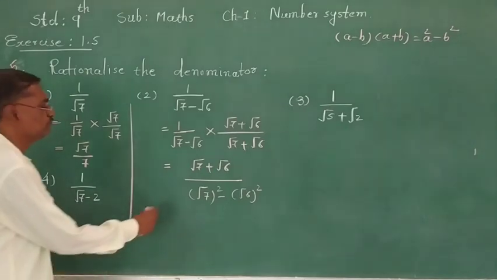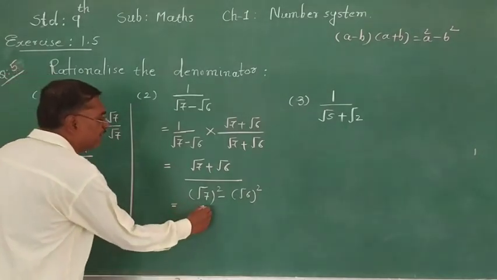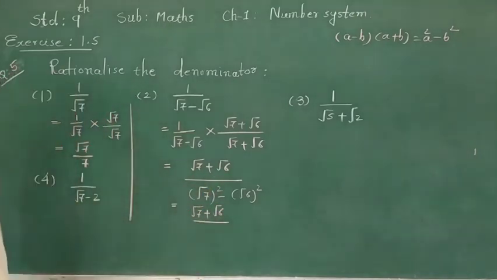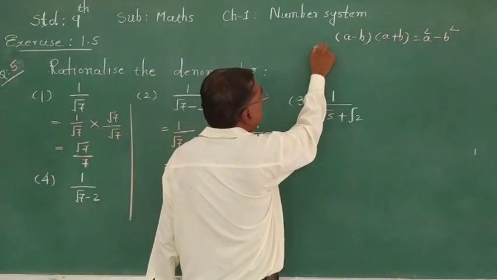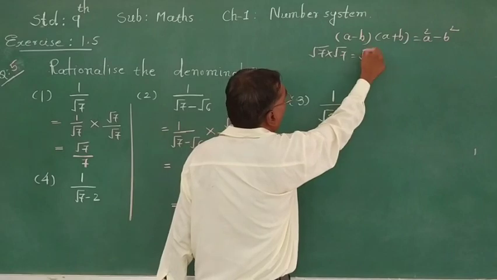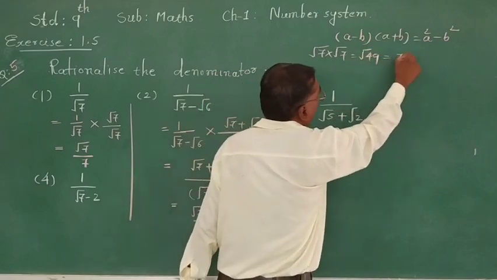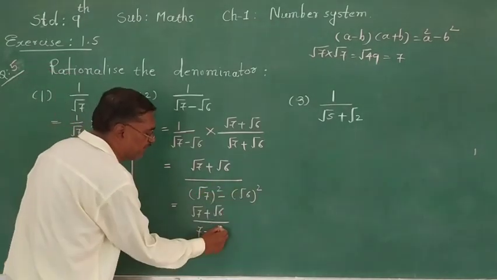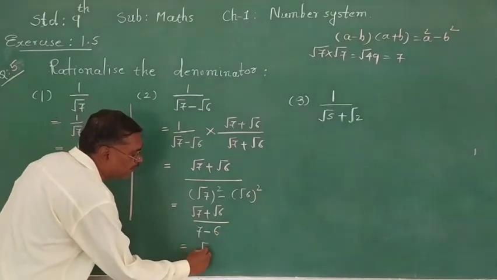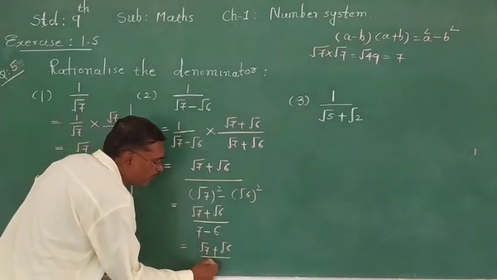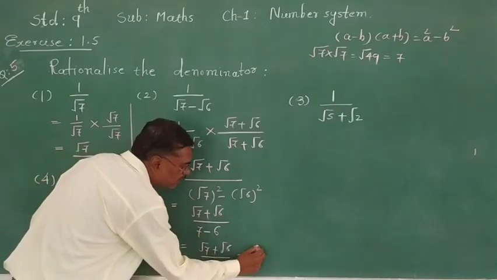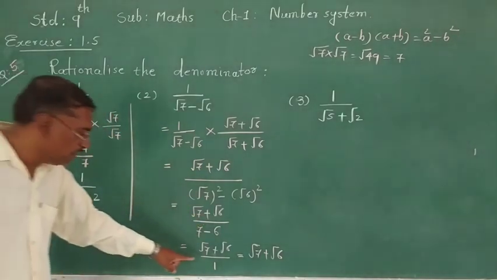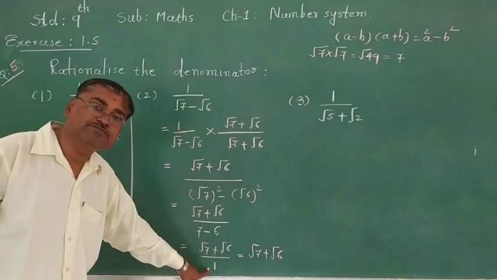Okay? Now root 7 plus root 6 upon root 7 square. We have already discussed root 7 multiply root 7 equal to root 49 and root 49 equal to 7. Means root 7 square equal to 7, minus root 6 square equal to 6. So we will obtain root 7 plus root 6 upon 1. We do not write upon 1. Root 7 plus root 6, this is your answer. Now there is no denominator, or it is rational 1.